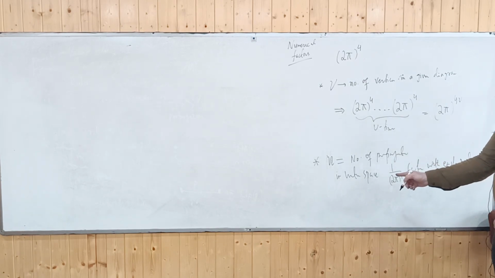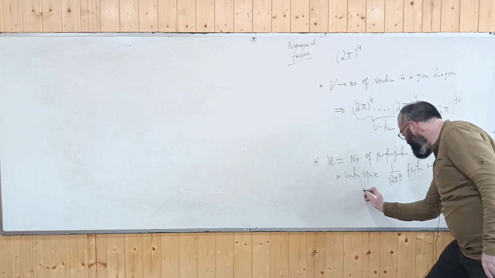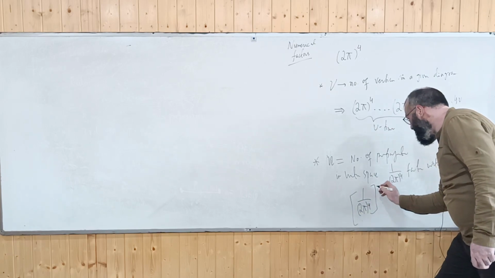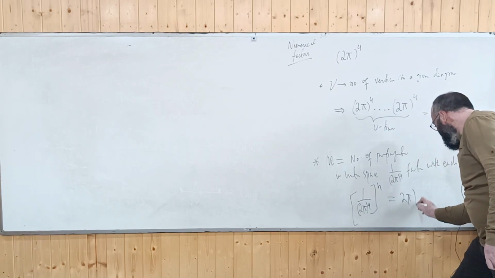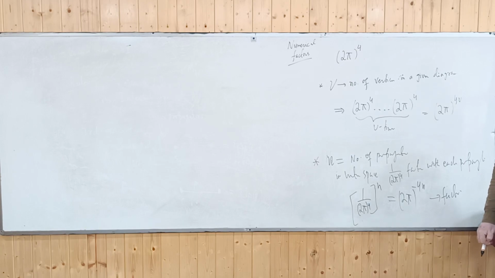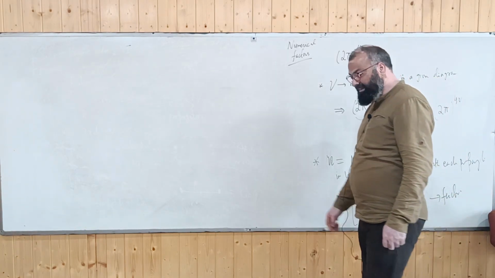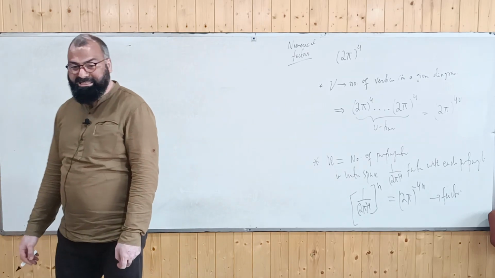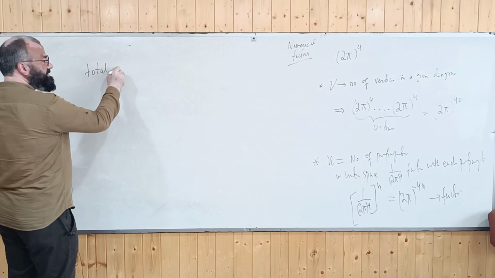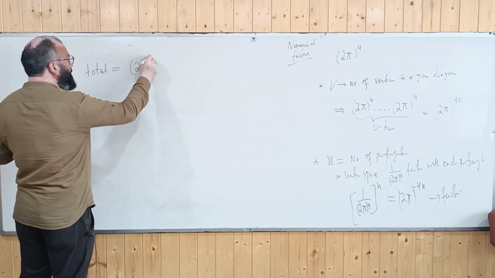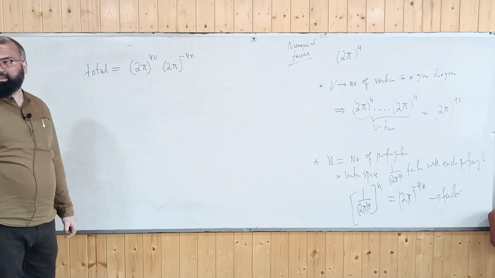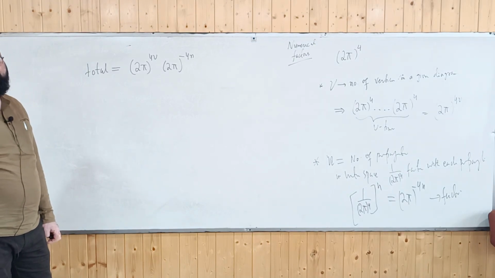Clear? So how many more (2π)^4 here? I have a total of 1 by (2π)^4, raised to the power n. So that's actually (2π)^(-4n) from here. Now for the overall conservation rule, let's write the total. It is (2π)^(4V) into (2π)^(-4n). So there is another factor which is contributing.